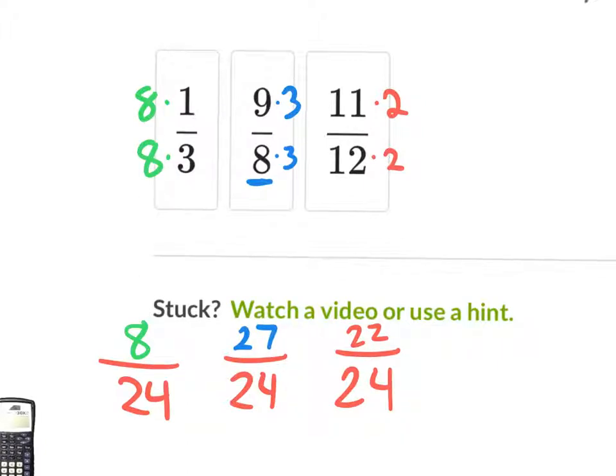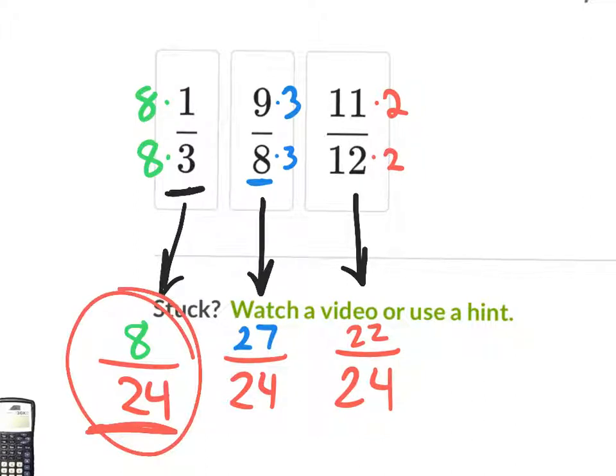So do we see that we converted this 1/3 to 8 over 24. We converted the 9/8 to 27 over 24. We converted the 11/12 to 22 over 24. Now that we have the denominator 24 in all three of them, we could clearly see which one's the smallest. And obviously the smallest one is this guy right here, the 8 over 24, which is the 1/3. So this one is definitely the smallest.